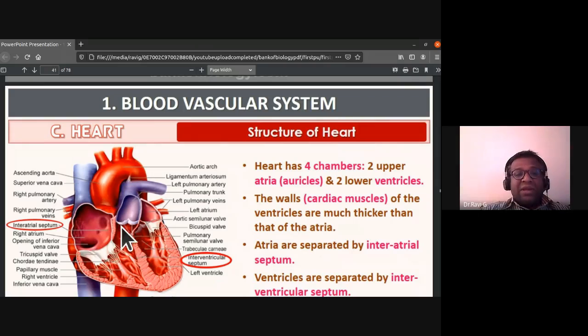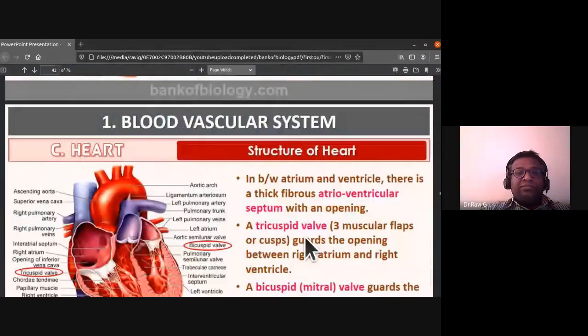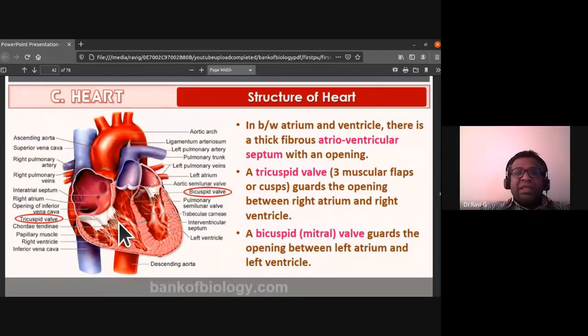Okay, the atria are separated by the interatrial septum and the ventricles are separated by the interventricular septum. In between atrium and ventricle, there is a thick fibrous atrioventricular septum with an opening. So there is a tricuspid valve, which has three muscular flaps or cusps that guard the right atrium and right ventricle.